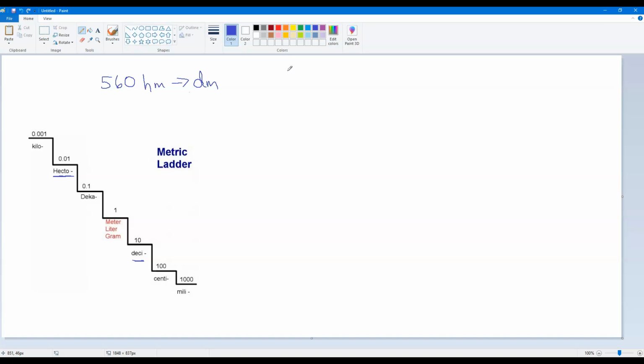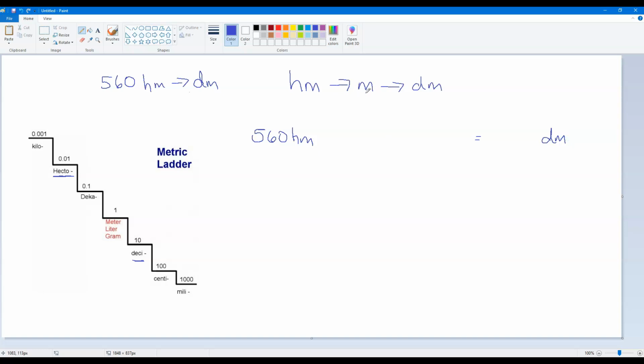So you're right. When you want to convert hectometers to decimeters, one way you can do that is by converting hectometers to meters first and then meters to decimeters. So to do that, you are going to set up your solution with what you're given first, which is 560 hectometers. And our answer is going to be in decimeters.